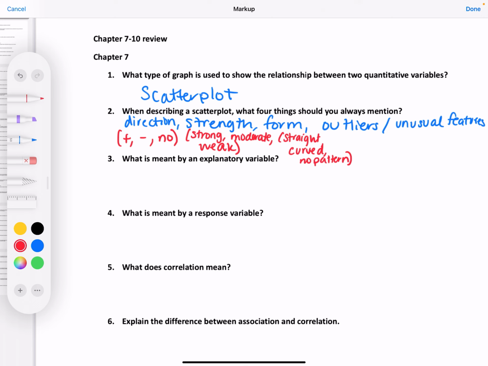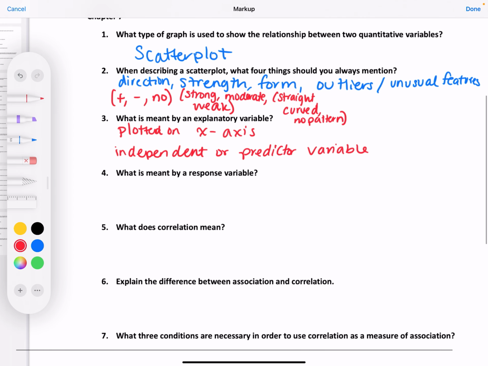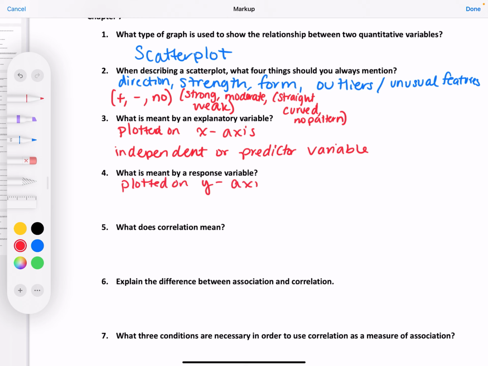What is meant by the explanatory variable? The x-axis, so like the variables on the x-axis. Yeah. Plotted on the x-axis, and it is the independent or predictor variable. What is meant by a response variable? The x-axis or y-axis. Yeah. Plotted on the y-axis, and it is the variable of interest.